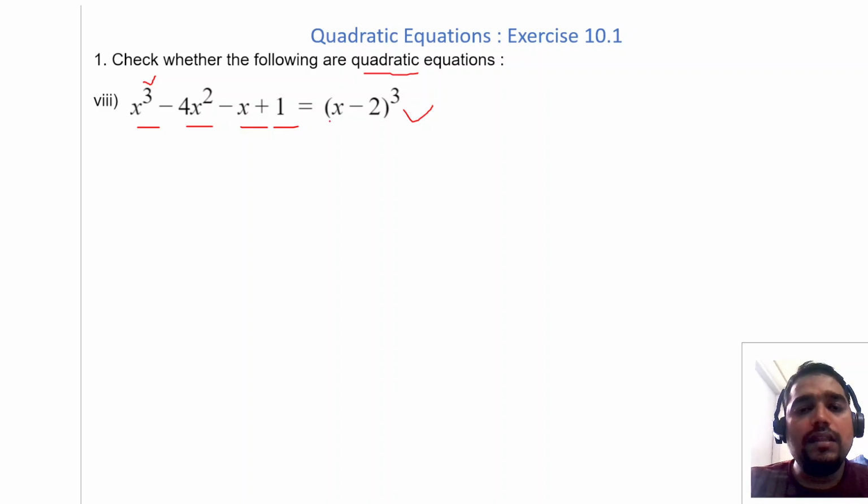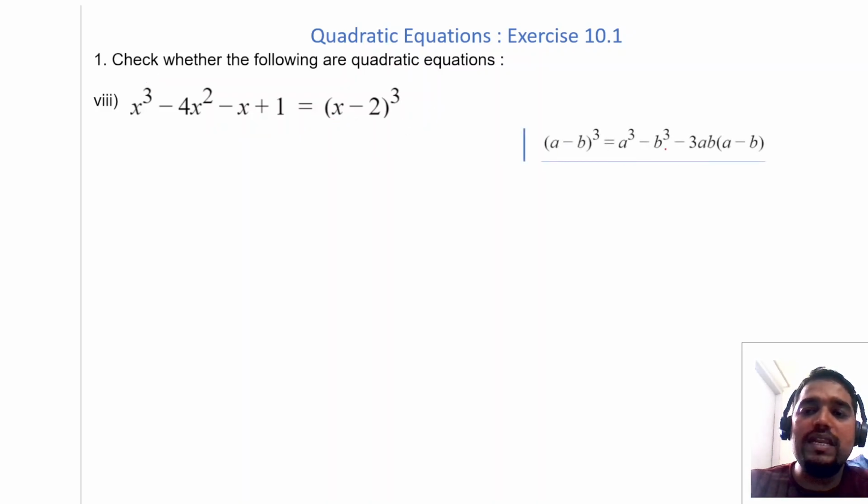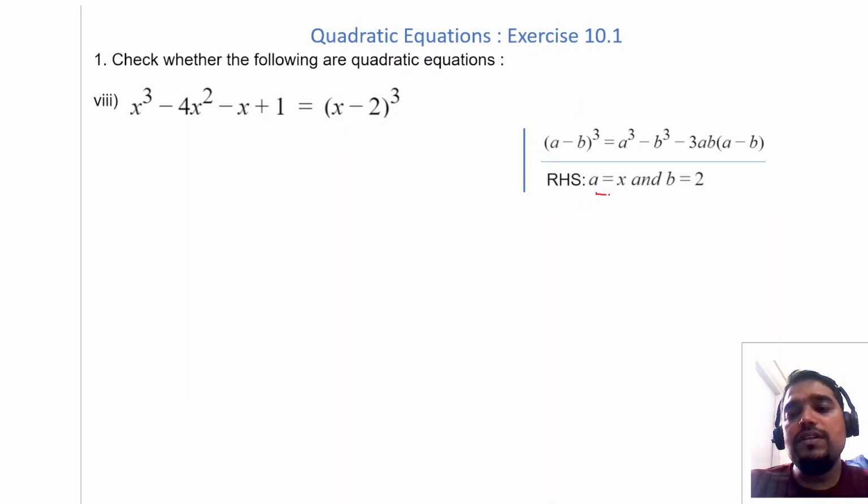So here we see that the RHS is in the form a minus b whole cube, resembling the algebraic identity a minus b whole cube, which is equal to a cube minus b cube minus 3ab into a minus b. So if we compare this with x minus 2 whole cube which is given, we see that wherever there is a there is x, and wherever there is b there is 2. That is, here a is equal to x and b is equal to 2.